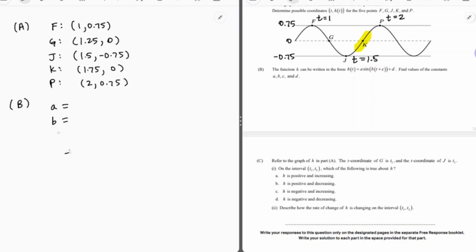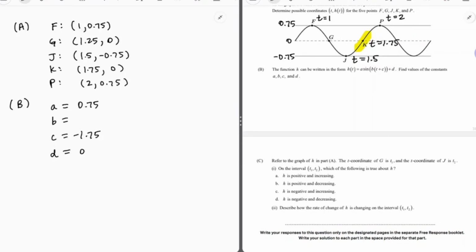All right, A is the amplitude, that's going to be 0.75. I think we can see that from the graph. That's how far we go up or down. D is the midline, that'll be 0. If we want a positive sine, we're just going to shift right, t equals 1.75. I think we should shift right 1.75 units so that we've got the start of a positive sine graph. And so if I'm shifting right 1.75, I need to have t minus 1.75. C is negative 1.75.